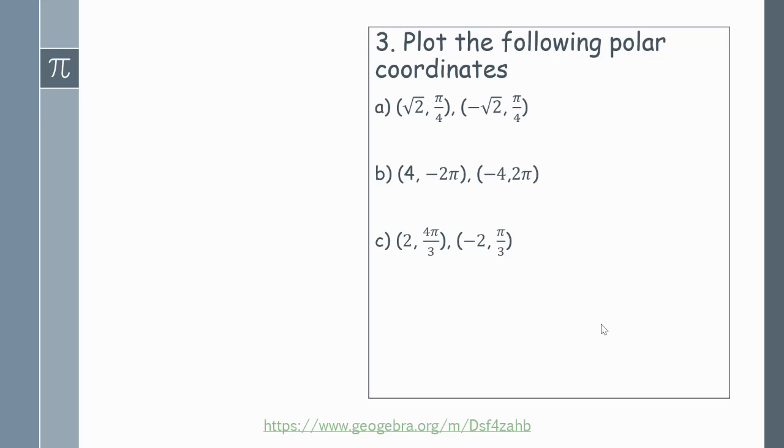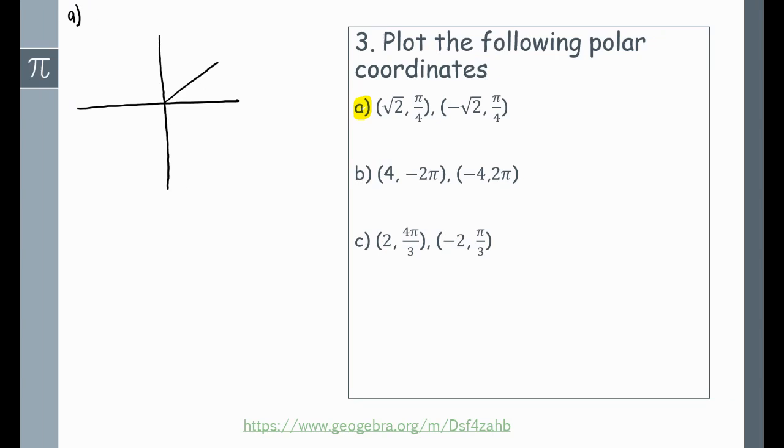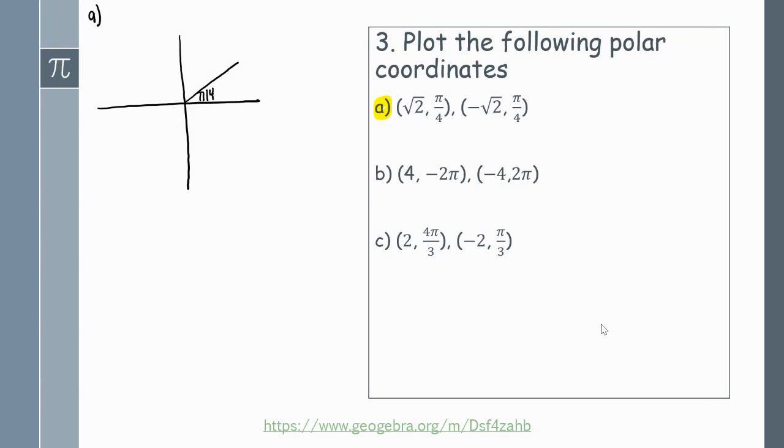The last thing you need to know is how to plot polar coordinates. You just need to identify what r is and what theta is, and then put your point in the appropriate quadrant. So for the point root 2, pi on 4, start with your angle. I know that angle is pi on 4 units in the anti-clockwise direction, and my r is root 2. That means my point will be in quadrant 1, approximately here. It doesn't have to be too accurate.